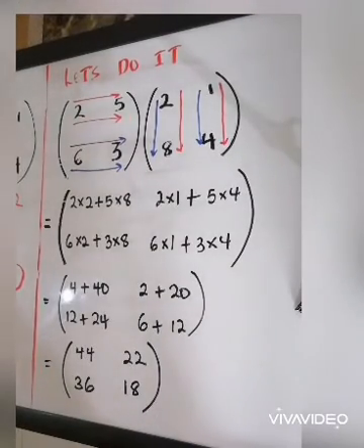So, a brief recap. When we're multiplying matrices, we multiply rows by columns and then add the first by the first and the second by the second.